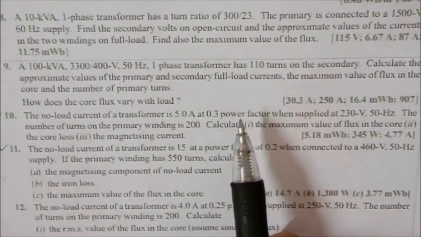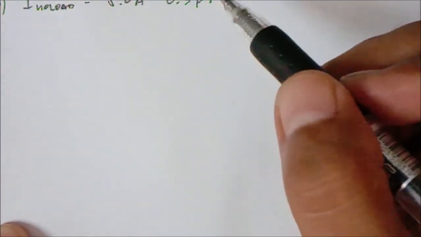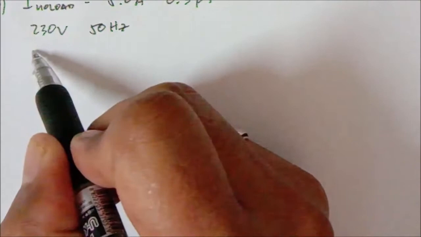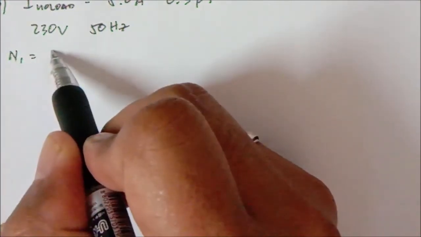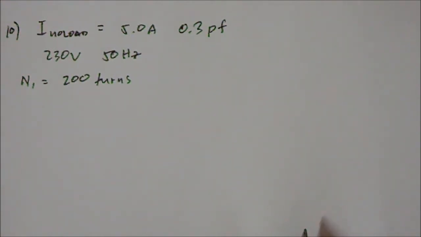Okay. So, dito, sulat muna natin yung mga kailangan nating malaman. So, number 10. Ano-ano po yung kailangan nating malaman? I sub no load is equivalent to 5 amperes with a power factor of 0.3. So, 230 volts, 50 hertz, N1 is equal to 200 turns. Okay. So, ito po yung ating mga given. I sub no load, 5.0, 0.3 yung power factor natin, 230 volts, 50 hertz.